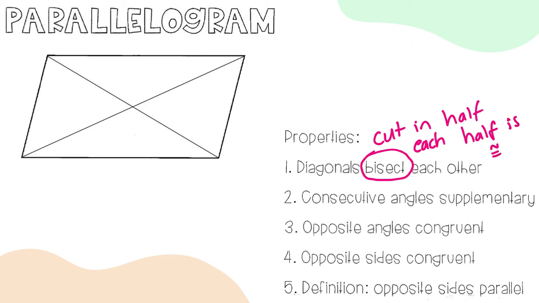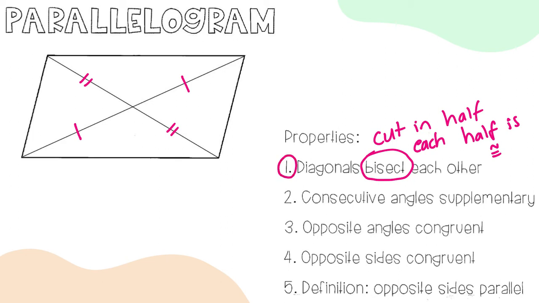And remember that the symbol for congruent is the squiggle over the equal sign. So that means that this half of the diagonal is equal to this half, and this half is equal to this half. We don't know that the two entire diagonals are equal, but we do know that the two halves are equal to one another.